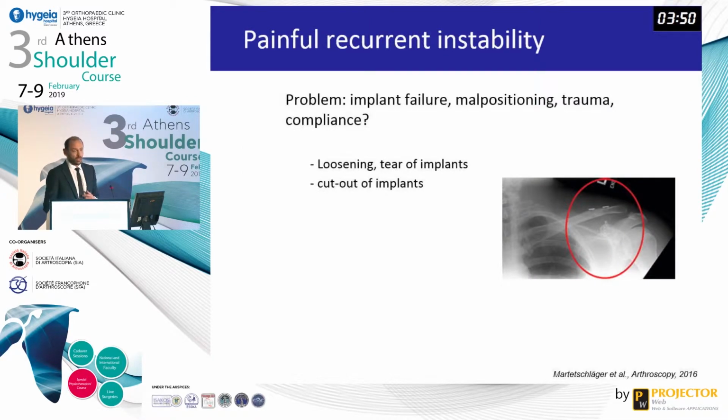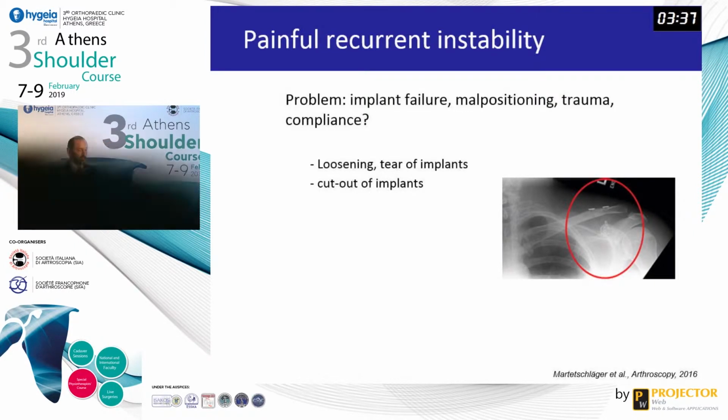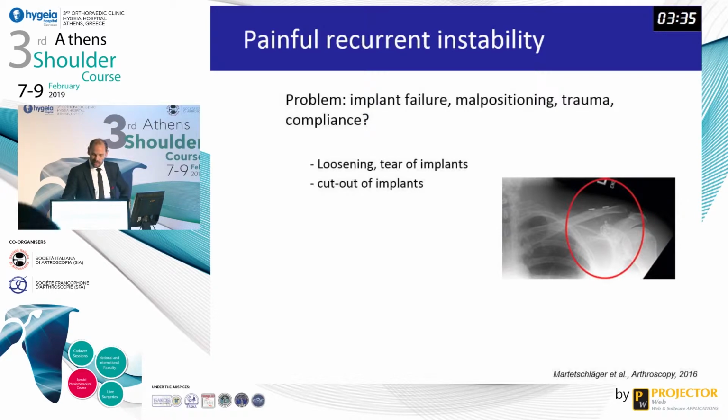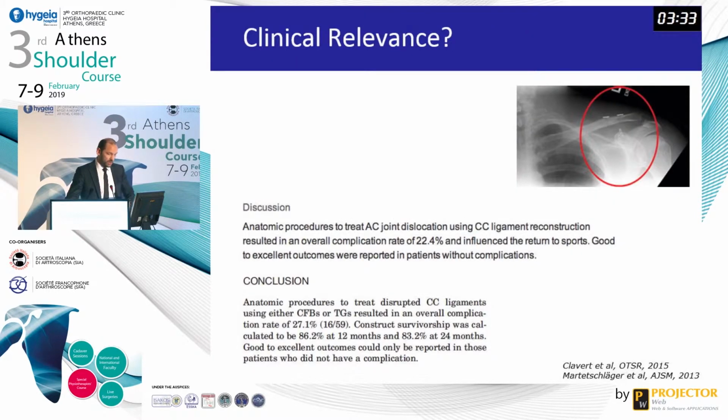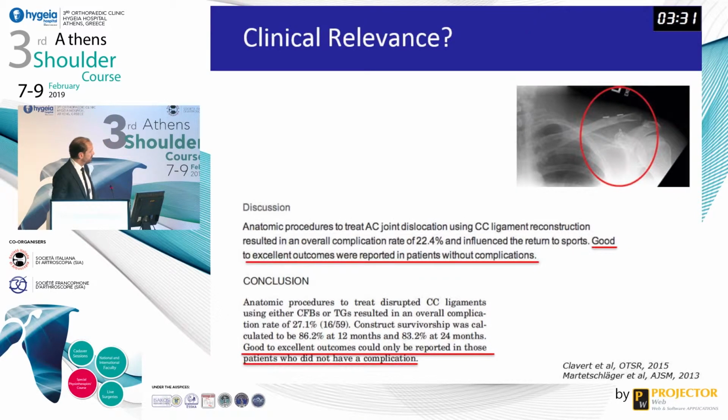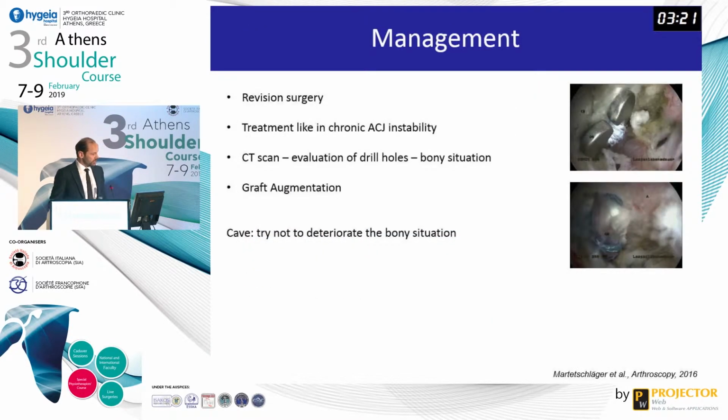Painful recurrent instability. So it's really dislocated again. As you can see here, there is one implant torn out of the coracoid process. It can be a loosening of the sutures that you knot, or it can be a cutout of the implants. Is it clinically relevant? Yes, it is, because good to excellent outcomes are only reported in patients without complications, and this is a complication. So what should we do with these patients?